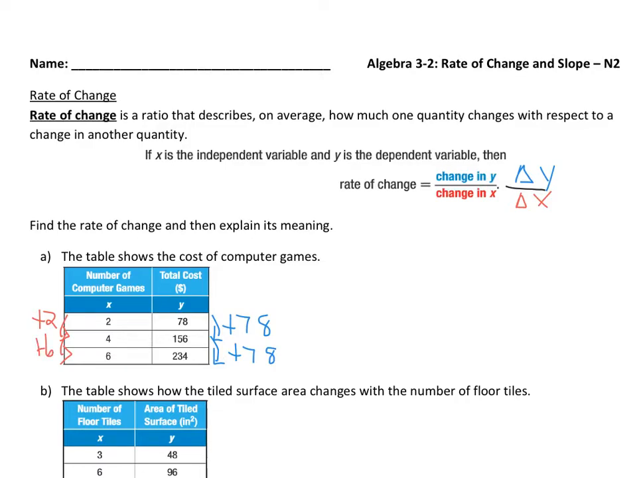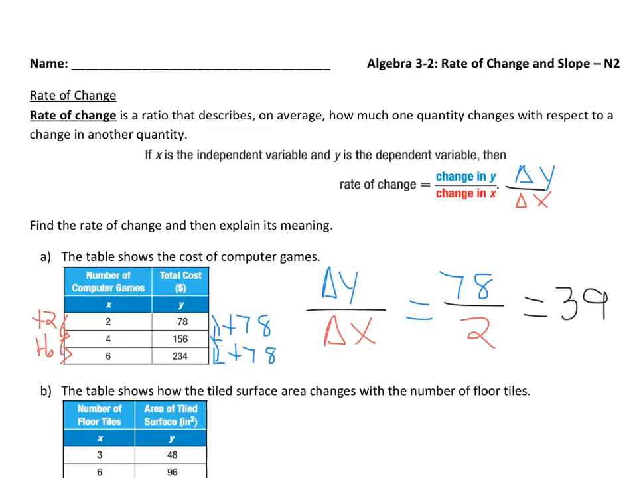Again, our rate of change is the change in y over the change in x. The change in y is positive 78, and the change in x is positive 2. Remember, fractions are division, so divide that out. 78 divided by 2, and we get a rate of change of 39.